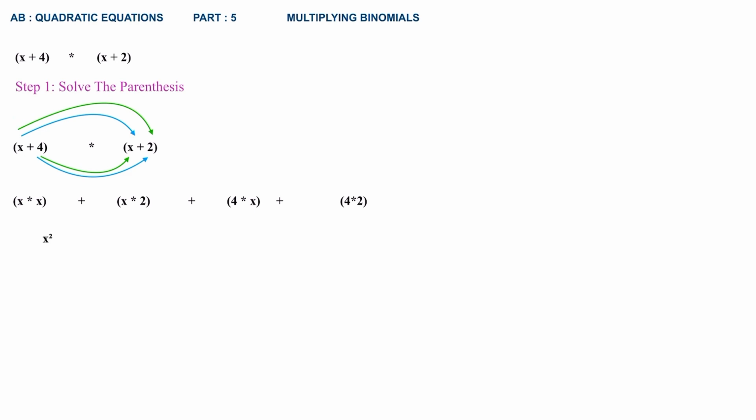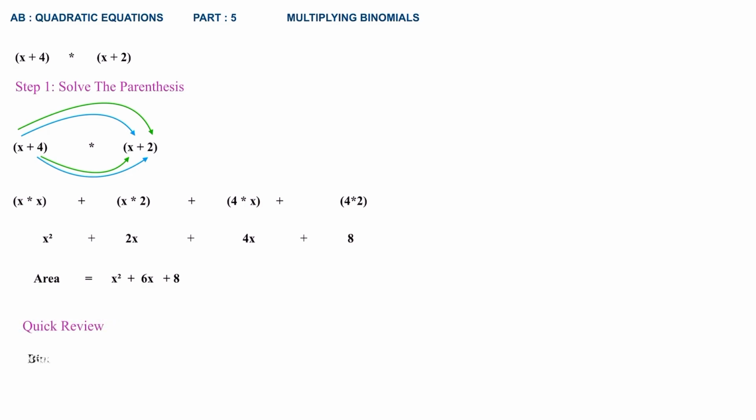X times x is x squared, plus x times 2 is 2x, plus 4 times x is 4x, plus 4 times 2, which is 8. So the area, once we do 2x plus 4x, is equal to x squared plus 6x plus 8.